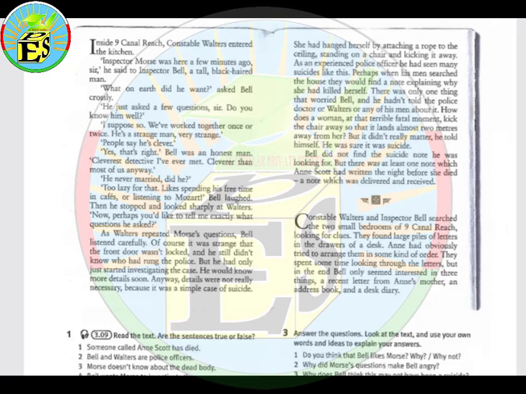Constable Walters and Inspector Bell searched the 2 small bedrooms of 9 Canal Reach, looking for clues. They found large piles of letters in the drawers of a desk. Anne had obviously tried to arrange them in some kind of order. They spent some time looking through the letters, but in the end, Bell only seemed interested in 3 things: a recent letter from Anne's mother, an address book, and a desk diary.